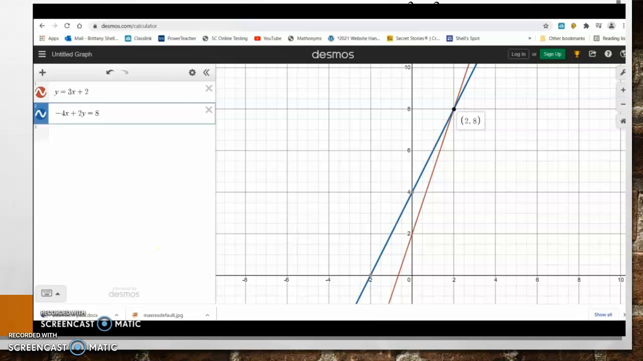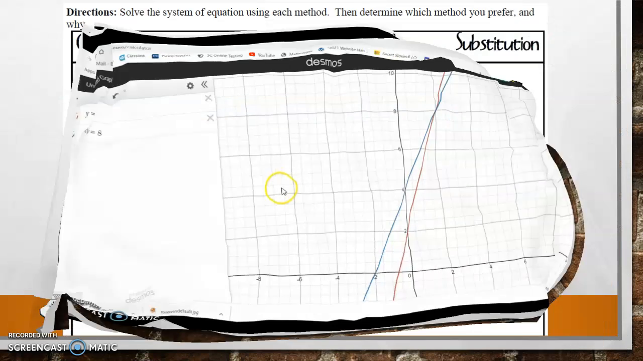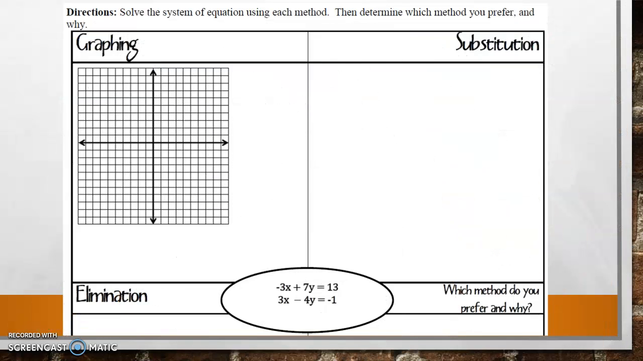Alright, so that's it for the first example. I showed you how to do it by hand for graphing as well as how to do it in Desmos. And that takes us to our second example on graphing and substitution.